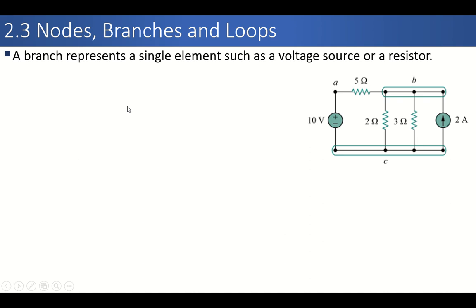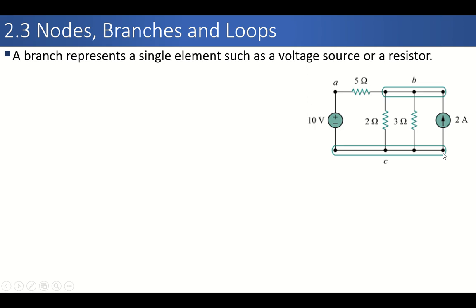From graph theory or topology, we can define a branch as representing a single element such as a voltage source or a resistor. So a branch is any element of the circuit that represents a single component. That is, we can say that this 10 volt source is a branch, 5 ohm is a branch, 2 ohm is a branch, 3 ohm is a branch and the 2 ampere current source is a branch.